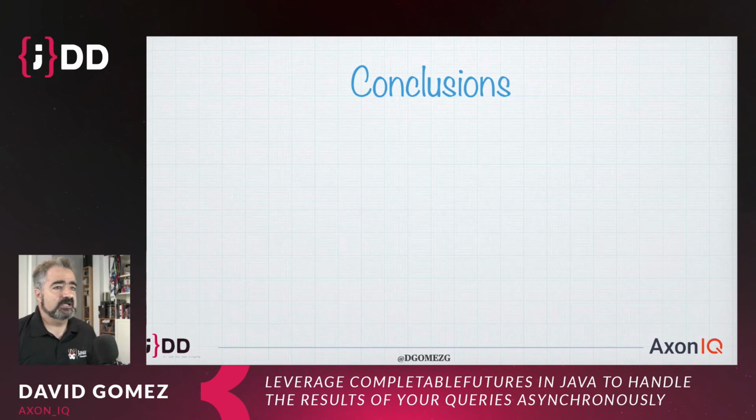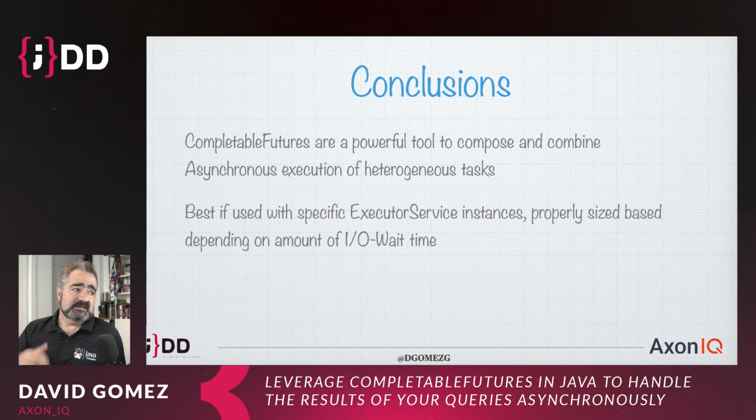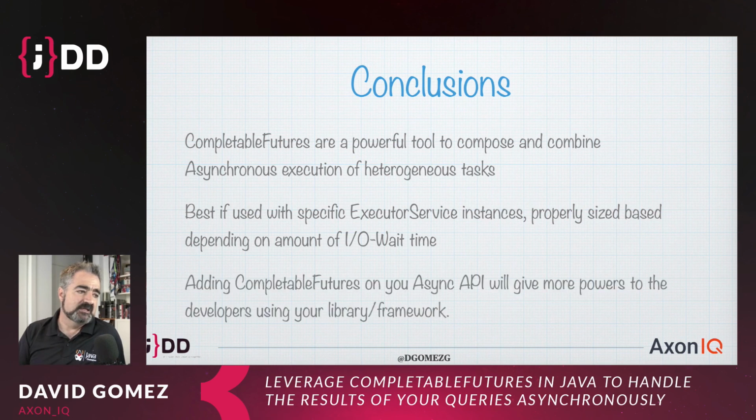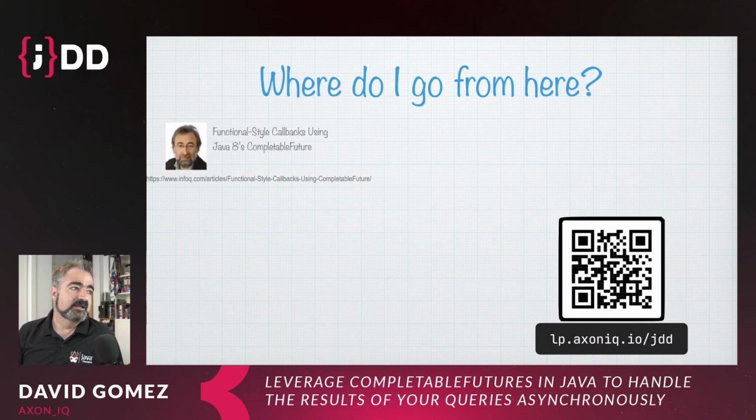Final conclusions. CompletableFutures are a powerful tool to compose and combine the execution of asynchronous tasks. And regarding the executor service, it's better to provide your own executor service that is properly sized based on the kind of task that you're executing, and try to use CompletableFutures in your API if you want to make a really powerful library.